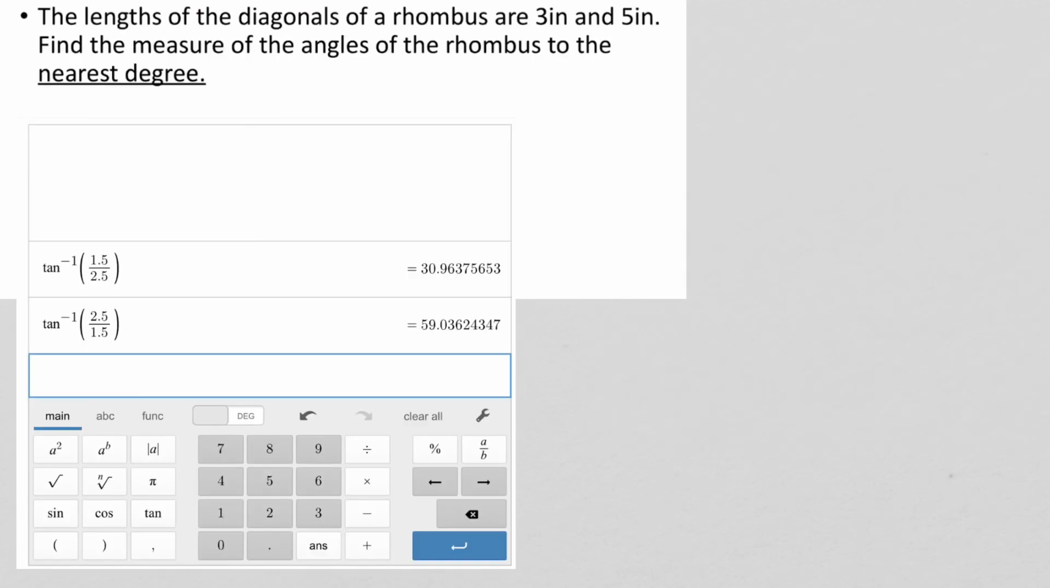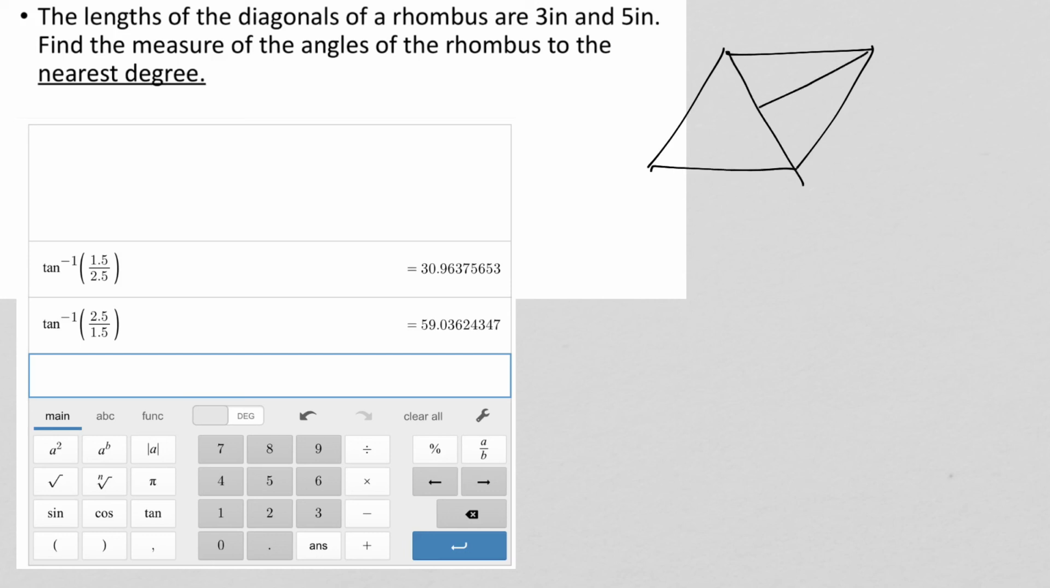All right, last problem. We want to find the lengths of the diagonals of a rhombus. The lengths of the diagonals are 3 and 5. Find the measure of the angles of the rhombus to the nearest degree. All right, so we got to remember all our quadrilateral properties. So let's make a rhombus.